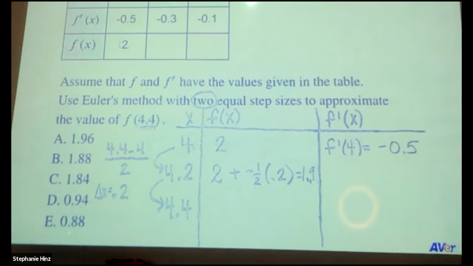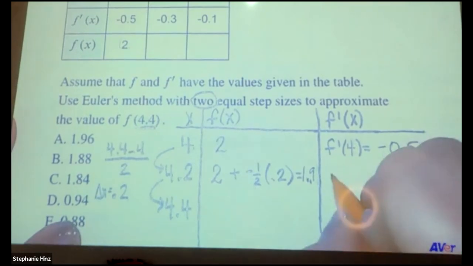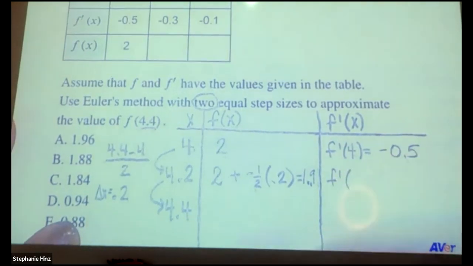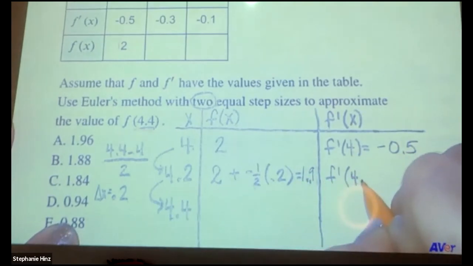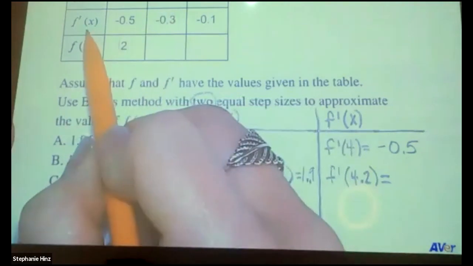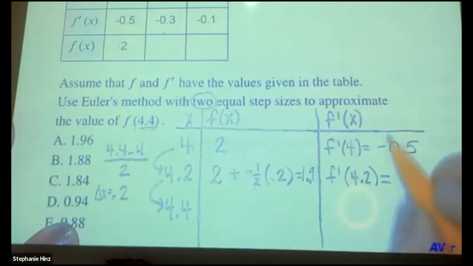And so now this looks like it might be a little more difficult, but it's not. In fact, I don't have to calculate it. I just look at my table. I want to find f prime of 4.2. Then I look at my table, f prime of 4.2. So I've got negative 0.3.